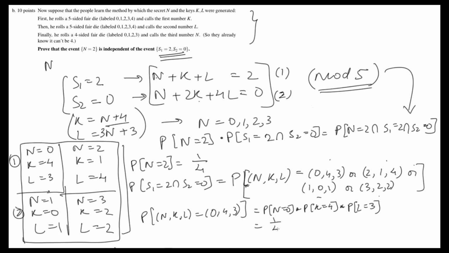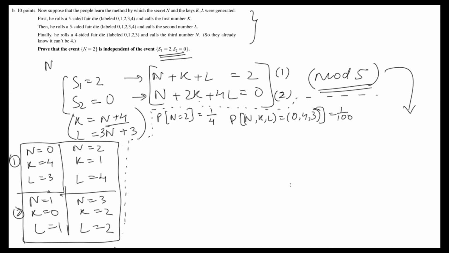What is the probability that N is equal to 0? As we showed before, it's 1 over 4, because each and every one of those 4 possibilities is equally likely. In the same way, K is equal to 4 is 1 over 5, and L is 1 over 5, so the product is 1 over 100, right? So now we have the probability of N, K and L taking these 3 values is equal to 1 over 100.